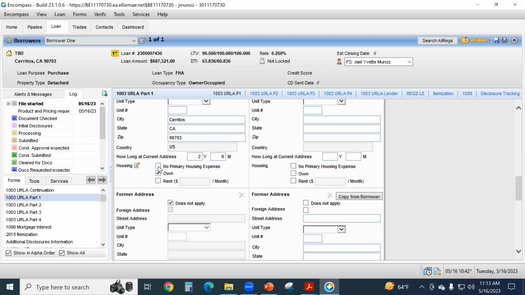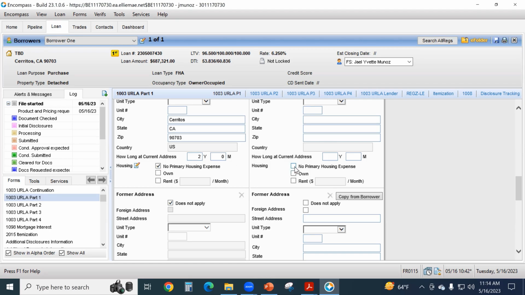So anytime you have one that's no primary housing expense, automatically know that you're going to need to have some sort of explanation of who they're living with and how they are living rent-free. Now, a lot of times we'll have two borrowers, they could be engaged, they were living with parents or whatever. But primarily, if you have both borrowers with no primary housing expense, that flag is going to get bright red as opposed to just a normal red.